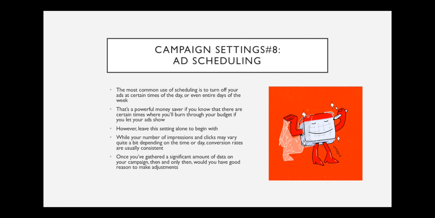The most common use of scheduling is to turn off your ads at certain times of the day or even entire days of the week. That's a powerful money saver if you know that there are certain times where you'll burn through your budget if you let your ads show. However, leave this setting alone to begin with. While your number of impressions and clicks may vary quite a bit depending on the time of day, conversion rates are usually consistent. Once you've gathered a significant amount of data on your campaign, then and only then would you have good reason to make adjustments.